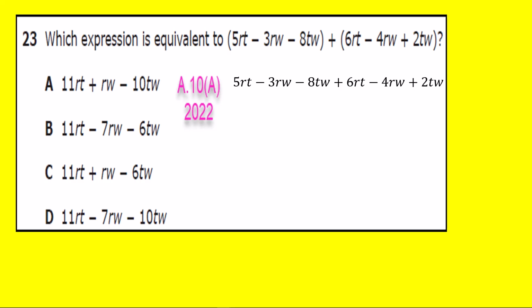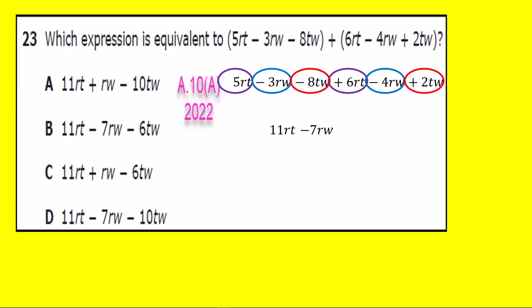The next thing to do is to recognize the terms that are alike. The first set of terms that are alike are the 5rt and the 6rt. When those are combined, you simply add the number in front, and so that totals 11rt. The next pair that are the same are the RWs. So you have negative 3RW and negative 4RW. Combined, we get minus 7RW. And finally, negative 8TW plus 2TW combines to make negative 6TW. And so the answer you see here is B.